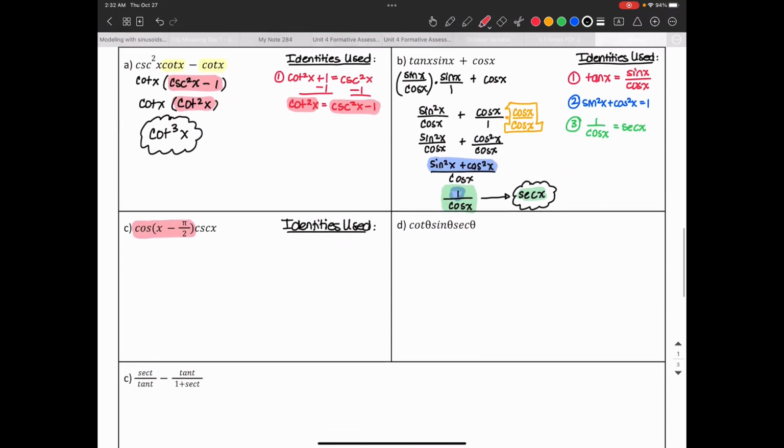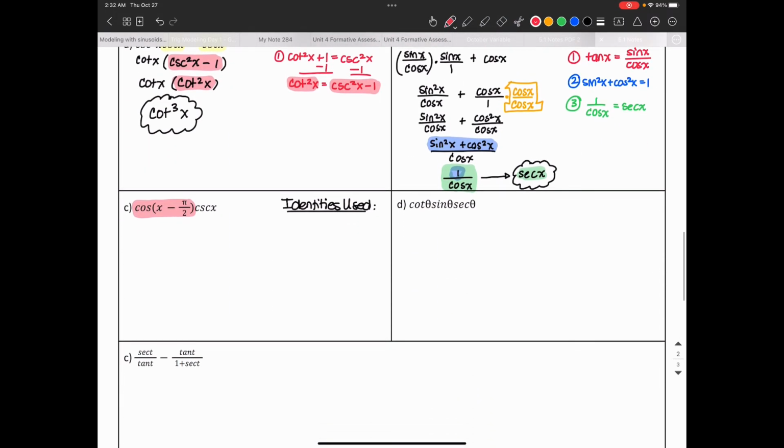I'm going to write this down over here. I know that cosine of pi over 2 minus x is equal to sine of x. Does that look exactly like that, though? No, it does not. So before I touch on this trig identity, I have to think about how I can change this. How can I change this to look like that?